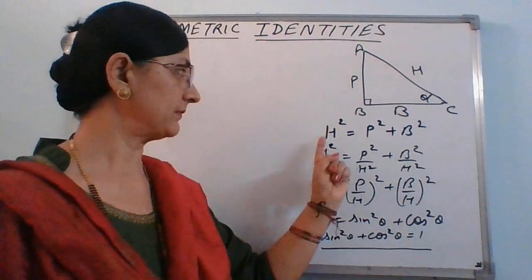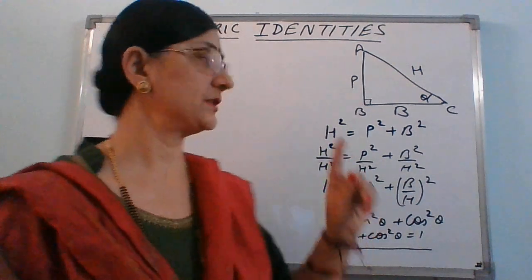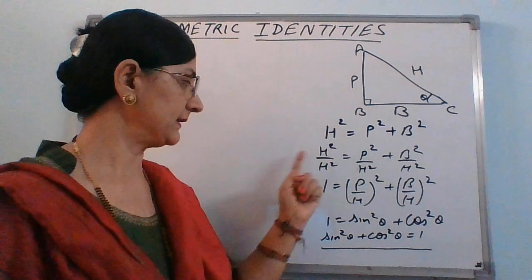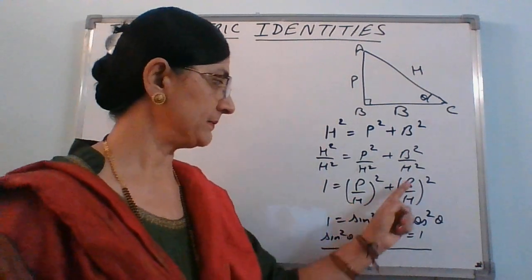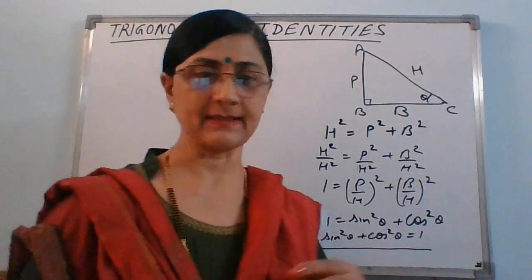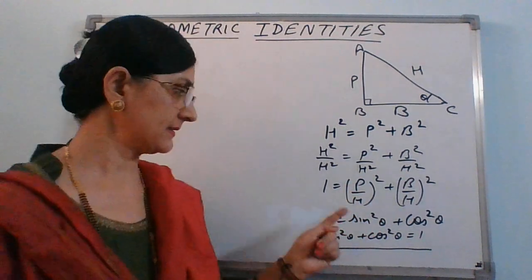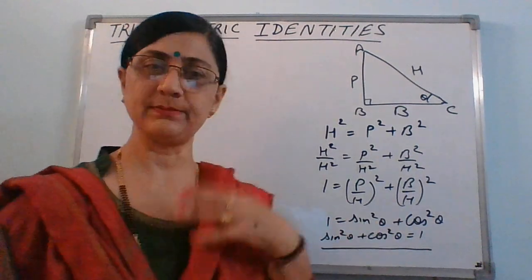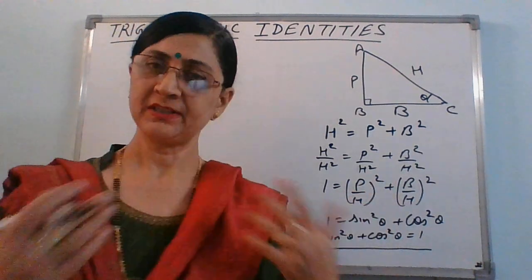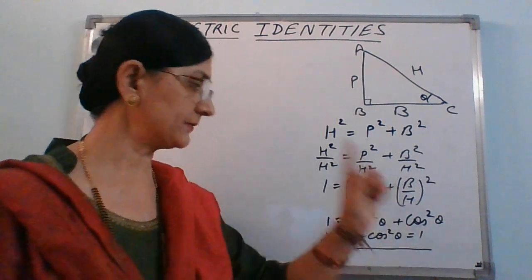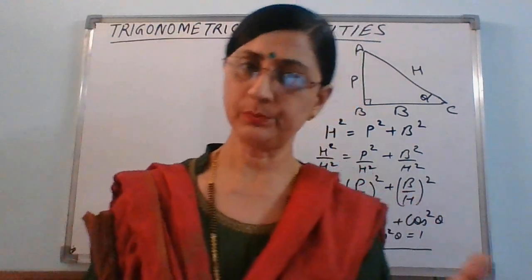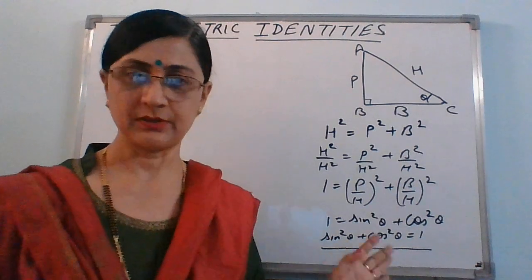So I'll repeat this. How do we write the Pythagoras theorem? Hypotenuse square is equal to p square plus b square. Then divide throughout this equation by h square. Here it becomes 1, here it becomes p by h and b by h, and the squares are outside. We know the trigonometric ratios: sin theta is perpendicular upon hypotenuse, cos theta is base upon hypotenuse. So write sin and cos in their place, and since there was a square outside, we square that. So this is the first identity: sin square theta plus cos square theta is equal to 1. In the question we don't have to prove it, but we should know how it is derived.